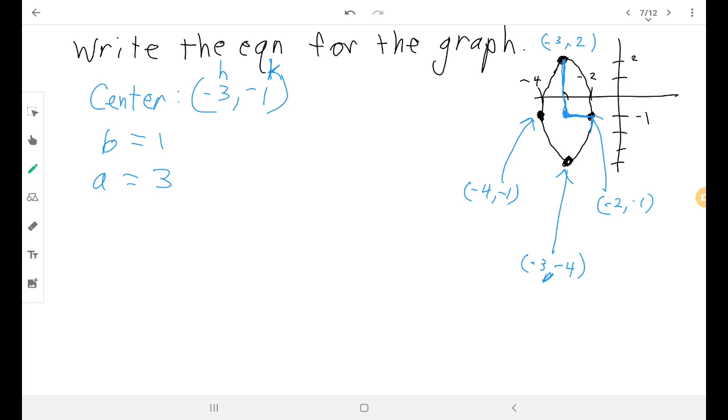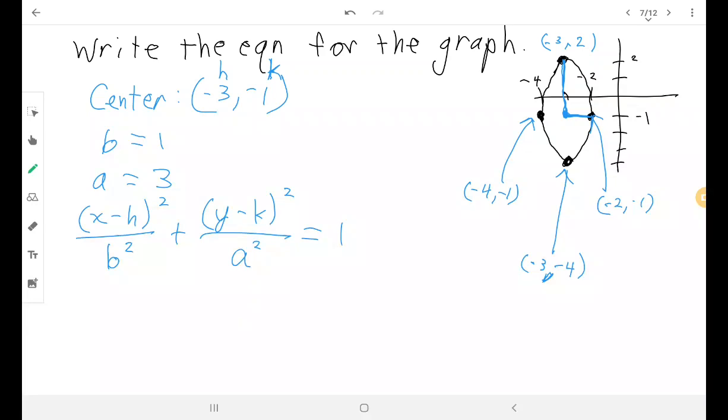And now that I have all of that, all I need is to remember the equation, x minus h squared. Now this one's tall, so the x direction is the short direction, so it's over b squared, plus y minus k all squared over a squared, because it's tall, because the a is in the y direction, equals 1, and then I just need to fill in.